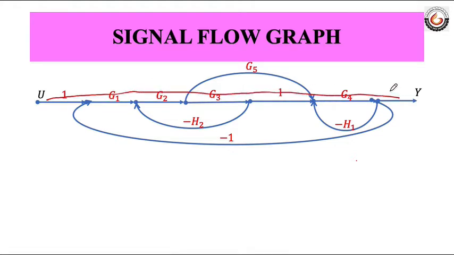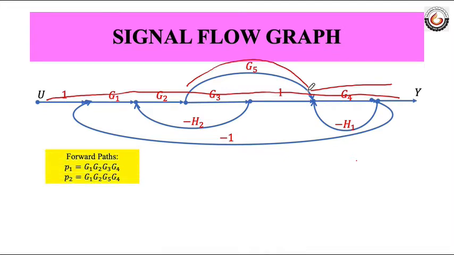So we have G1, G2, G3, G4, and another forward path is G1, G2, G5, and then G4. Arrows are very important in signal flow. So how many forward paths? My graph has only 2 forward paths.